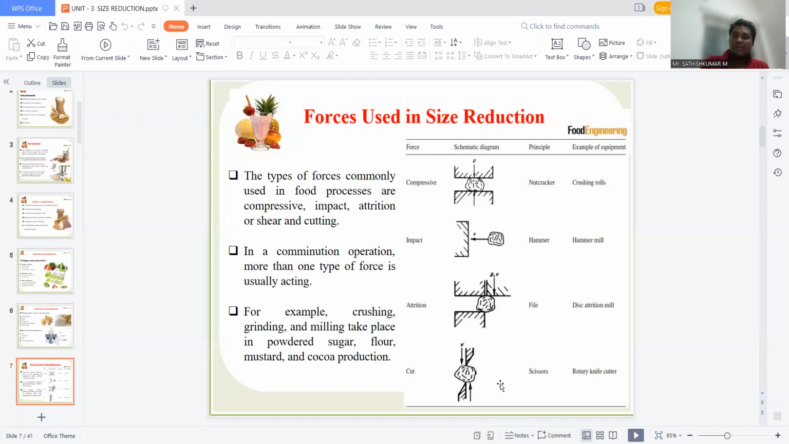Fourth, the sixth picture shows cutting force. In the compressive force, a nutcracker or crushing rolls will be examples. Hammer mill is an example for impact force, and then disc attrition mill is an example for attrition force. Scissors or a knife is an example for cutting force.